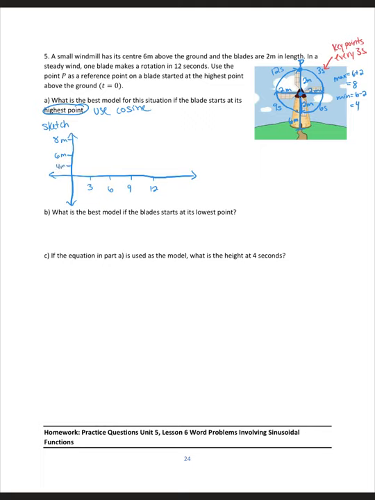Okay, it says that the blade is going to start at its highest point, which is at 8, and then we know it's going to hit those key points every 3 seconds. So for cosine, we're going to our axis, and then we're going to go to our minimum, and then back up to our axis, and then back up to our maximum. It'll look something like that.